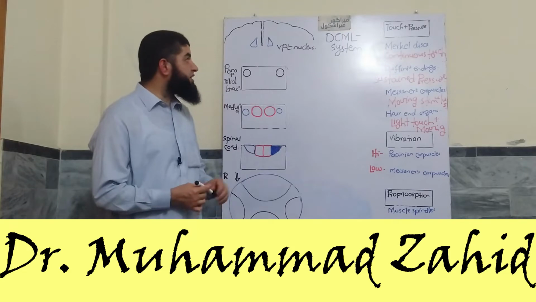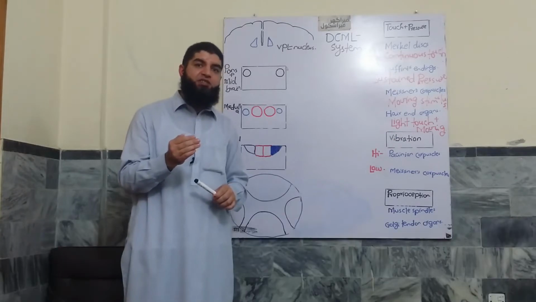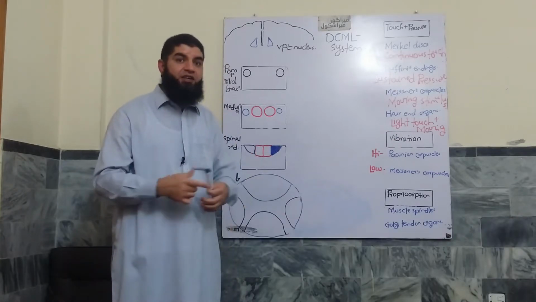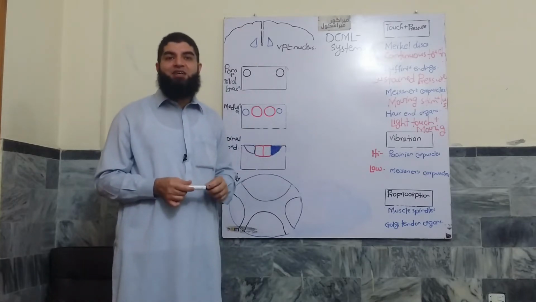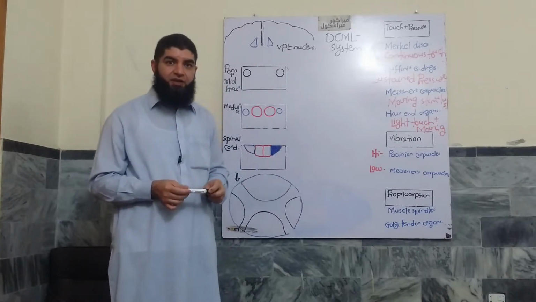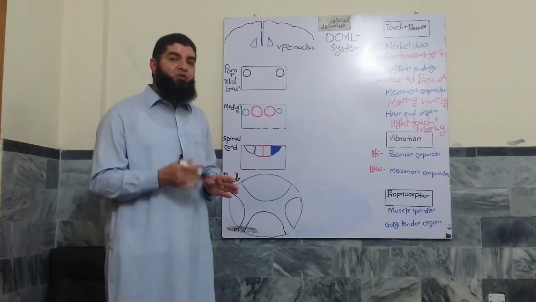Today we are going to discuss the dorsal column medial lemniscal system, one of the sensory pathways for transmission of impulses from peripheral parts of the body all the way to the somatosensory cortex and the post-central gyrus of the cerebral cortex. Okay, and for sensory pathways in general, we follow a scheme.